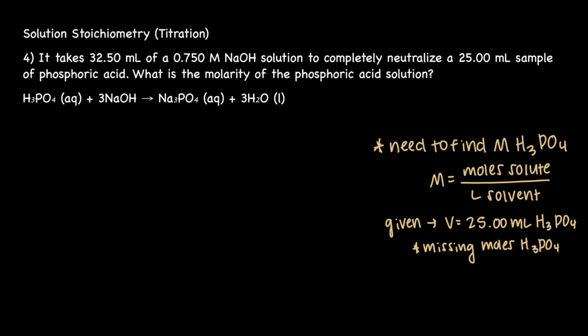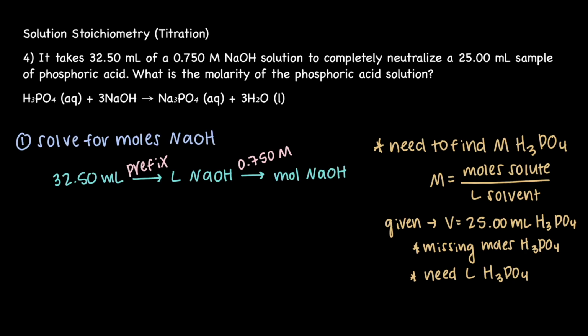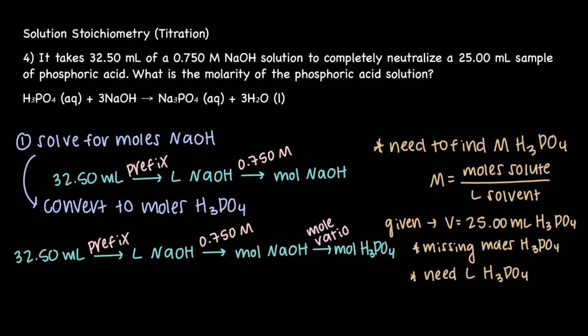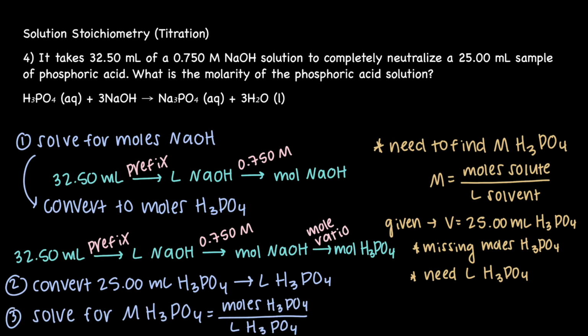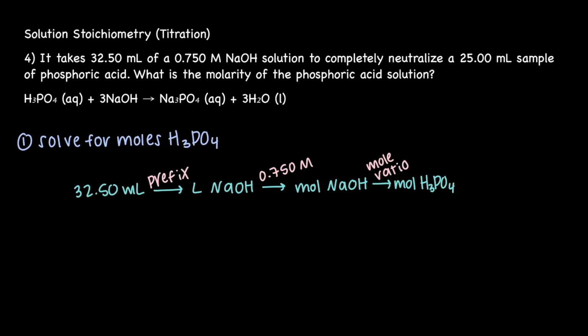We will have to find moles of phosphoric acid and liters of phosphoric acid. Our first step is converting to moles of sodium hydroxide. We can add on to this conversion and convert to moles of phosphoric acid using the mole-to-mole ratio from the balanced chemical equation. Once we have moles of phosphoric acid, we will need to convert 25 milliliters to liters to then solve for the molarity of phosphoric acid by dividing moles and liters. Let's first start with finding moles of phosphoric acid.